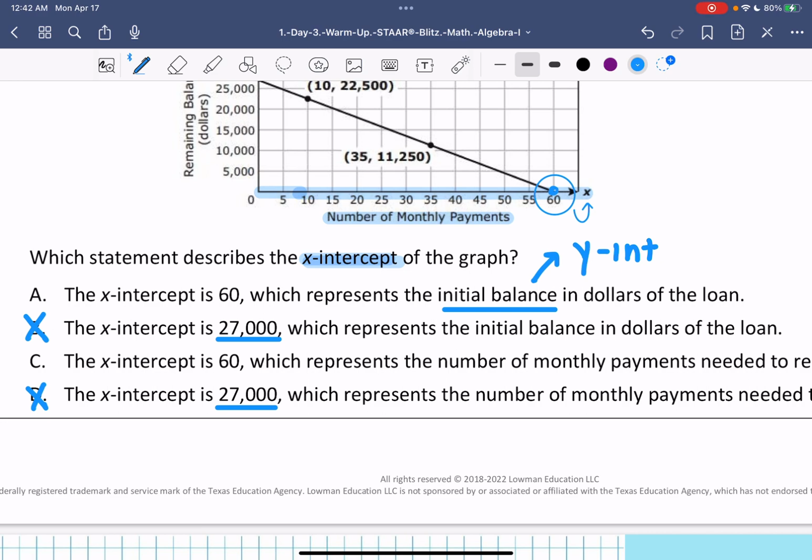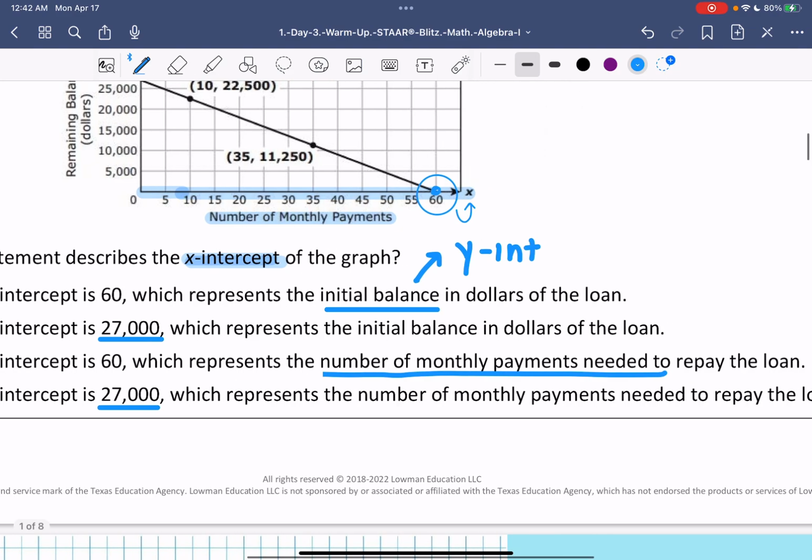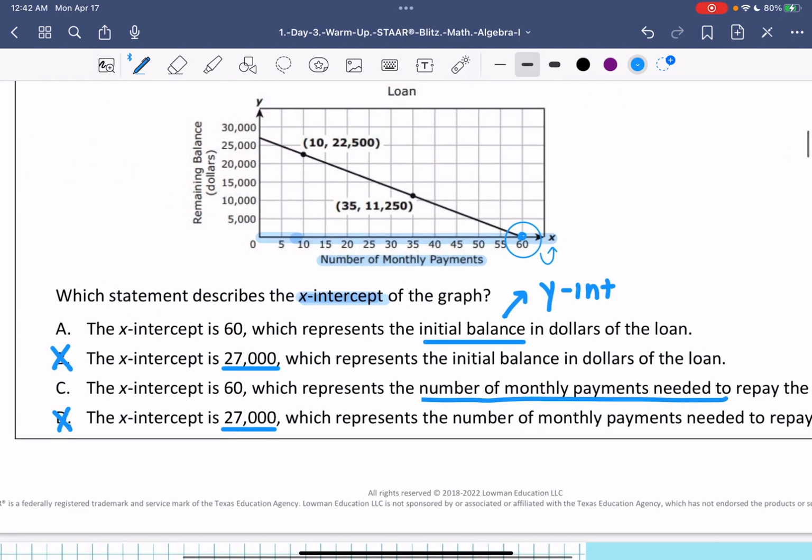So in that case, it represents the number of monthly payments needed to repay the loan, which is exactly right. When I reach 60 months, my account balance is at 0. So that means I took 60 months to pay off this loan, which is exactly what C says.